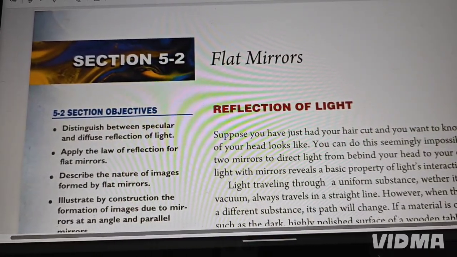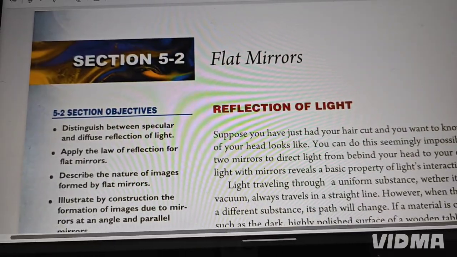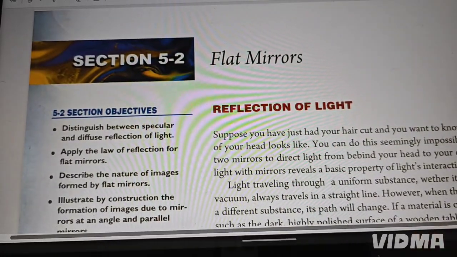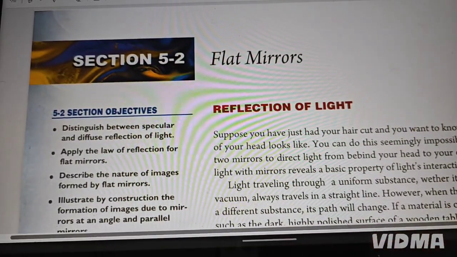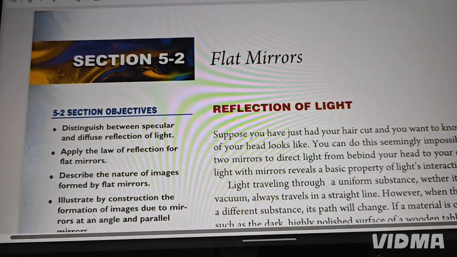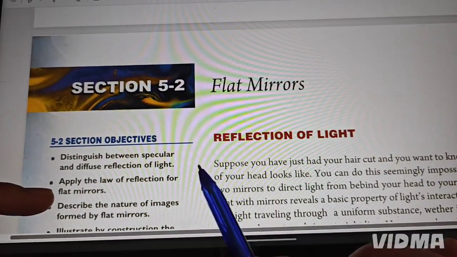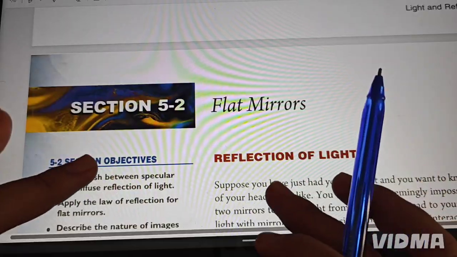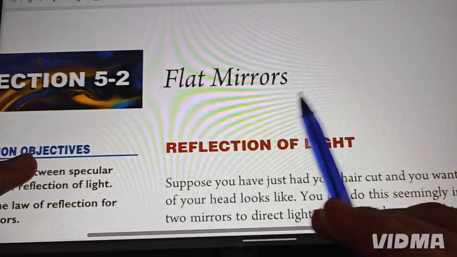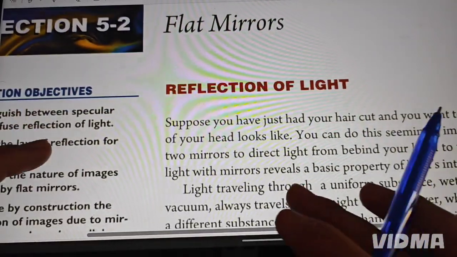In the previous section, we studied the characteristics of light and the formula of frequency and wavelength, and we even solved an example. So now we have a new section, Chapter 5, Section 2. The name of this topic is written as flat mirror and reflection of light.